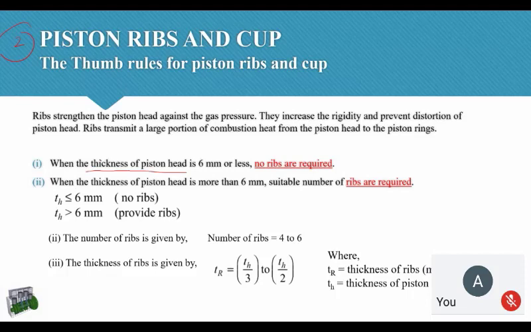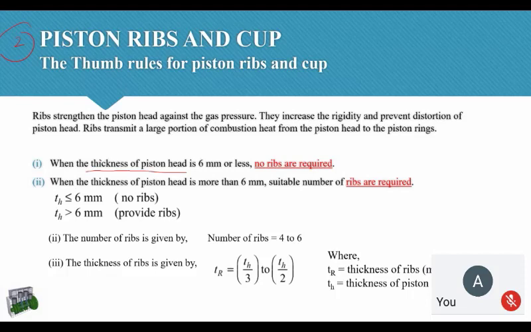When it is up to 6 millimeter, no ribs are required. But when the thickness of the head is more than 6 millimeter, we need to provide the ribs. Now, how many ribs need to be provided? The general ribs, which are provided in the inner periphery of the piston, are around 4 to 6. The inner feature of the piston will have 4 to 6 piston ribs.